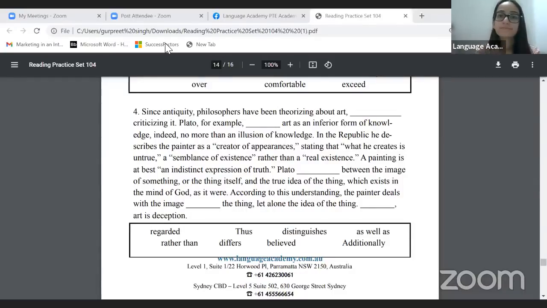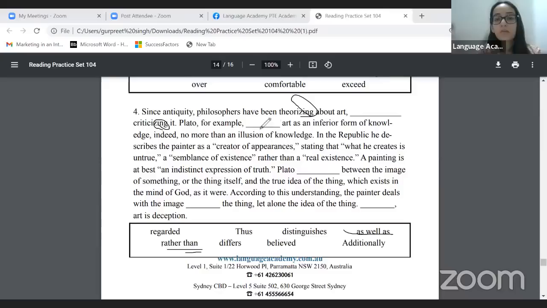All right, should be done. So the first one says, since antiquity philosophers have been theorizing about art dash criticizing it. So both are ing forms of verbs. That means we have to connect these two things together. They have been theorizing about art, and we can go with rather than criticizing it. Let's say if we don't know the meaning of theorizing, then you could think that rather than is also right, as well as is also right. As well as will be going if we are on the same side, and rather than is when the two things are opposite. If we don't know the meaning, we can consider both as our options and see if we need one of them at the other blank, and then this can be sorted.